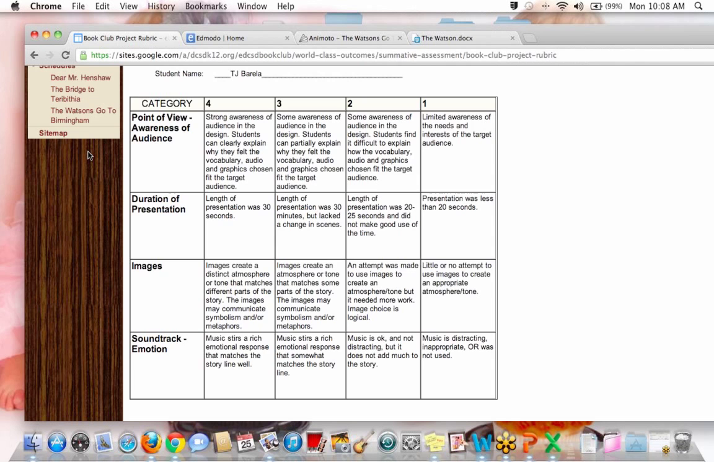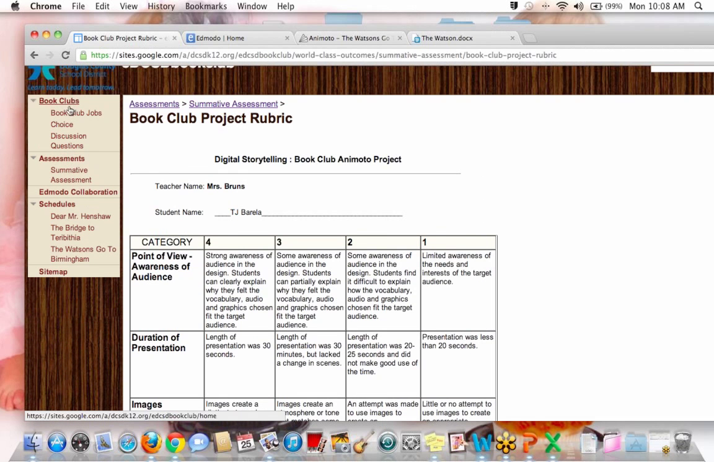I want to thank you for taking this risk with me, and we worked really hard to achieve these world-class outcomes and to really demonstrate our understanding of them today.